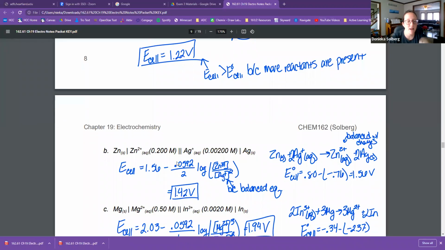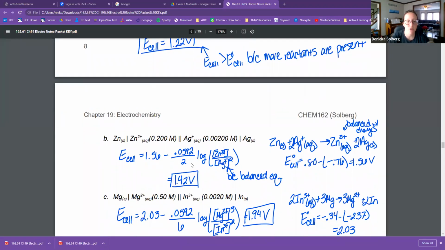So I have my E naught cell, so that goes here, minus 0.0592 over 2 electrons, because I'm transferring 2 electrons, and the log of the zinc concentration over the silver concentration squared, right? Because if I were to write out the K or the Q equation for this, it would be product, so just zinc, over, since this has a coefficient of 2, it does have to be silver squared. So please write out the equation, otherwise you're going to forget that that's squared, all right? So I plug those in, and I get 1.42 electron volts.